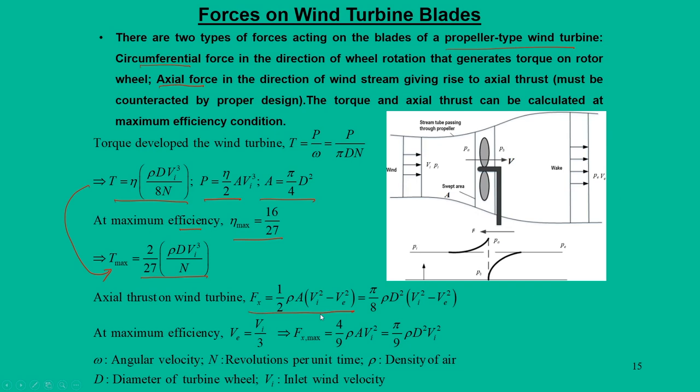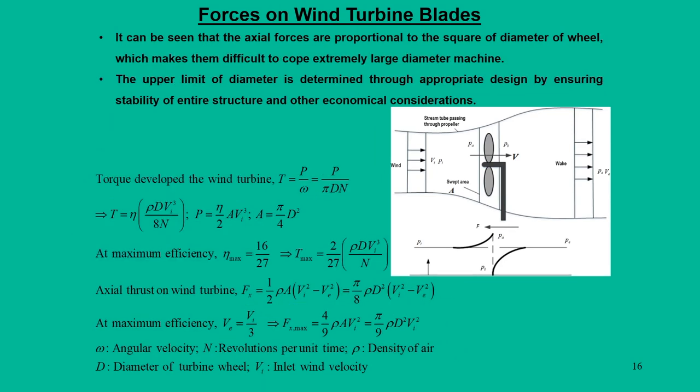Again we can find the axial thrust on the turbine, which is derived from our earlier expressions, and it is expressed in terms of the diameter of the rotor, initial wind velocity and exit wind velocity. At the maximum efficiency point, we can get Fx max, the maximum axial thrust, in terms of diameter, that is π/9 rho d square into V i square. These two terms are very vital, one for torque generation, the other for maintaining structural stability. So this is all about the wind theory.